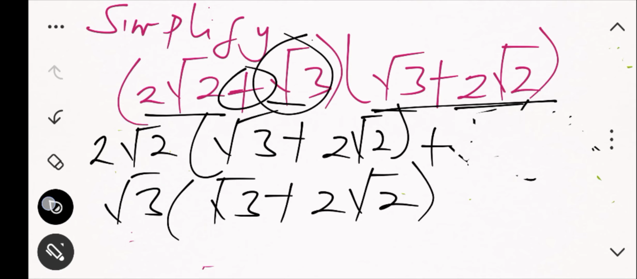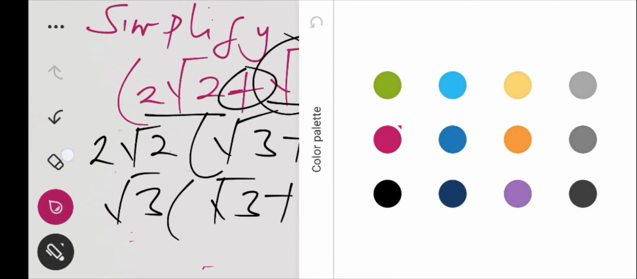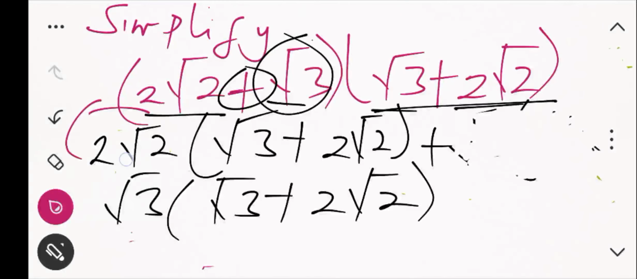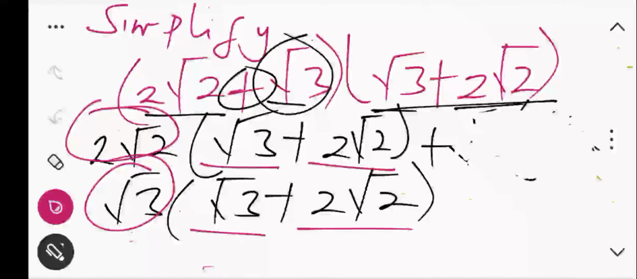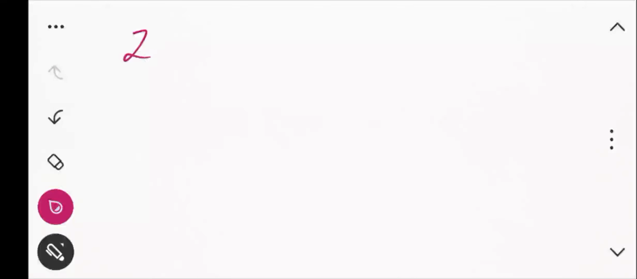So basically, this is what we are going to do. Our first number here, 2 root 2, multiplies this. When it is done, it will multiply this. Then our root 3 will multiply this and also multiply this, like we have been doing. Right. So the first thing is 2 root 2 times root 3. So what do we get? 2 times 1 is 2. And then root 2 times root 3 will give us root 6. So we first of all have 2 root 6.